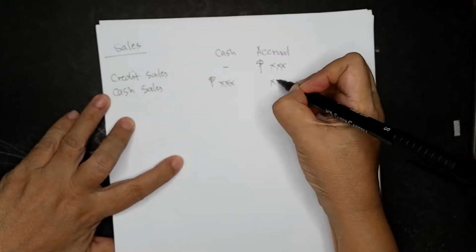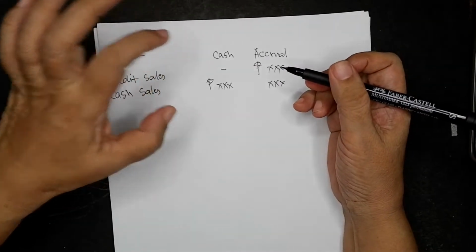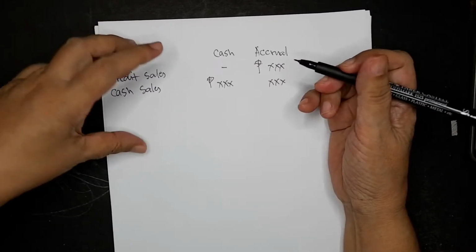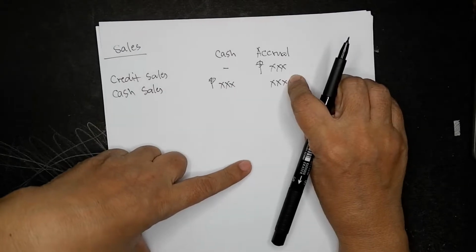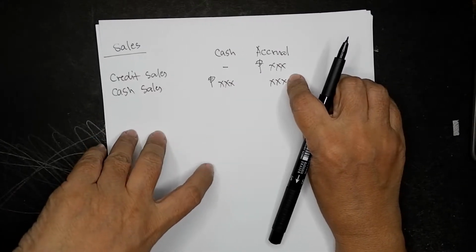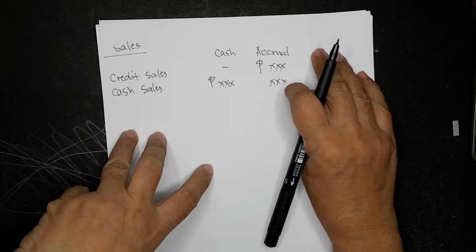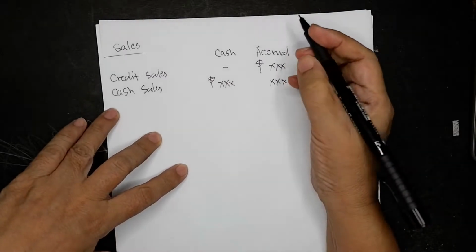Kasi, gagawa ng entry sa cash basis, tinanggap ang pera, debit cash, and credit sales. And it is also part of accrual kasi gumawa ng entry, debit cash, and credit sales nung ibenta to. Ibig sabihin na i-deliver natin yung merchandise doon sa customer. Ibig sabihin, it is already revenue.